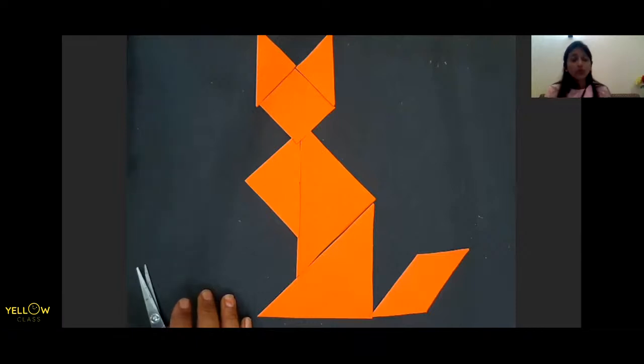And with this you can make so many objects. You have to use your creativity and imagination for this. Okay, if you want you can follow a few pictures also, and you can try many objects with that. So I will be waiting for your pictures, how you have made using your own puzzle.